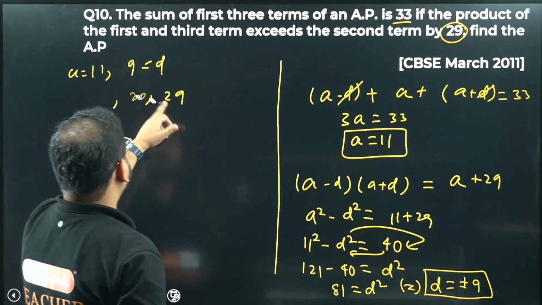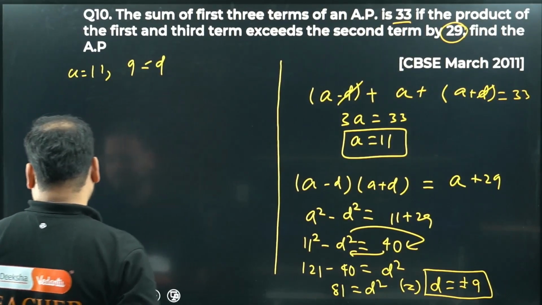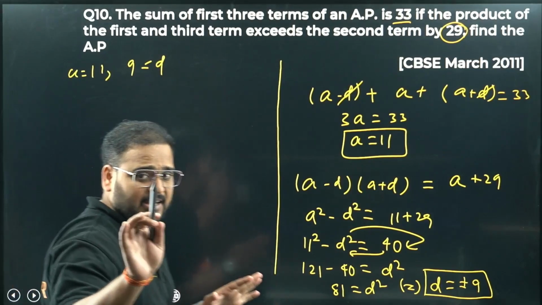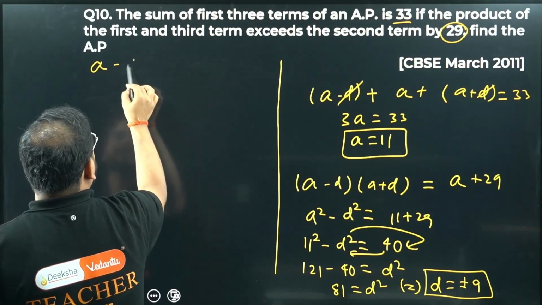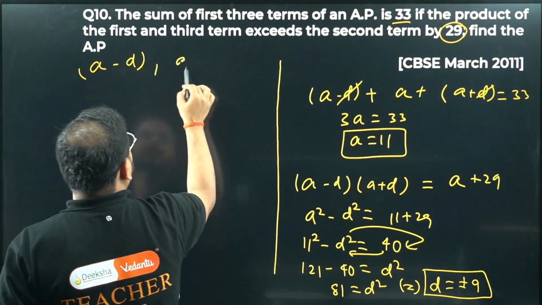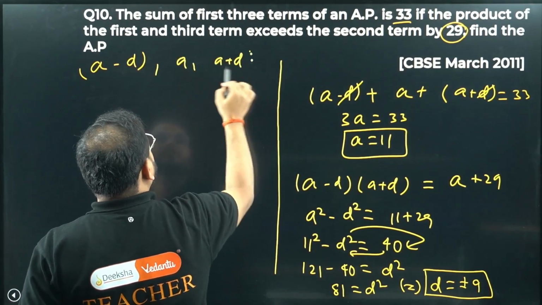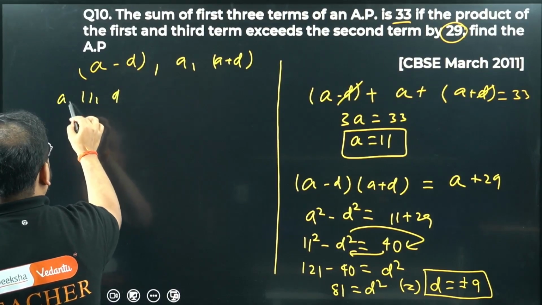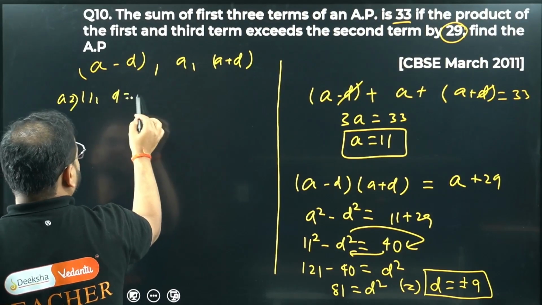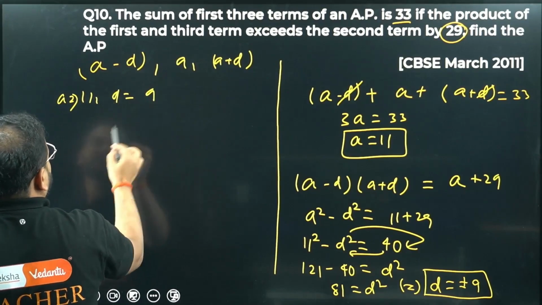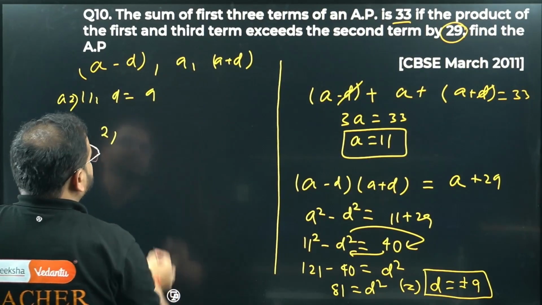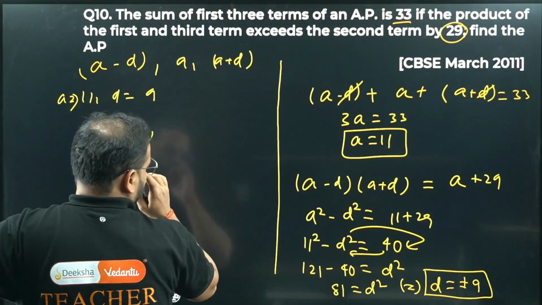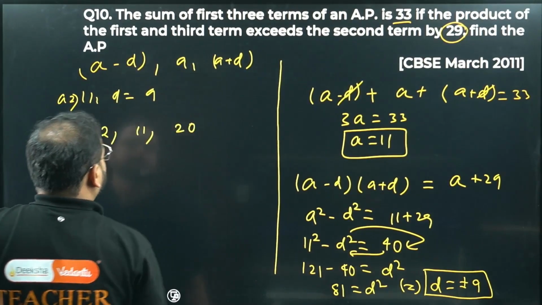I made a mistake over here. How is it possible? What's my term here? One mistake I've made. My terms are A minus D, A and A plus D. So if I take the combination where A is 11 and D is 9, what do I get? The first term, 11 minus 9, is 2. The second term is simply 11. And the last term is A plus D, so 20. Please check here.